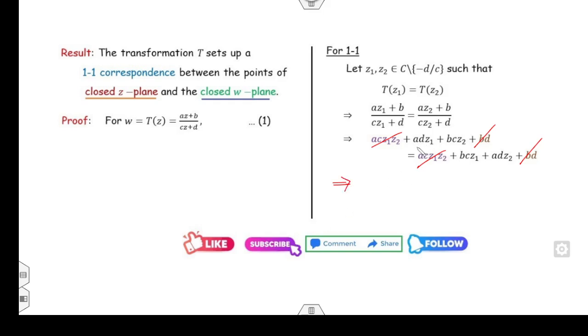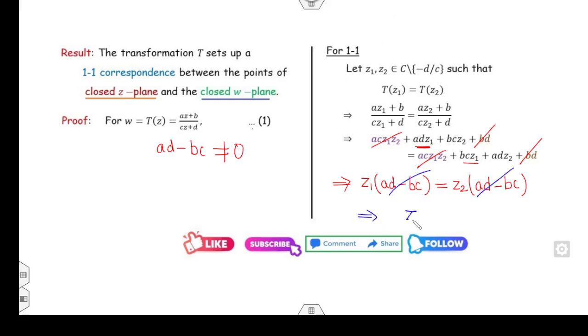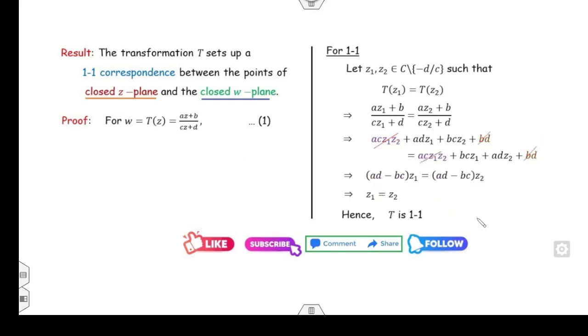Fine. So now you can see I can take z1 as common, then it is ad minus bc. On the right hand side I can take z2 here, ad minus bc. Now because this is a Mobius transformation, ad minus bc is non-zero, therefore you can see these two numbers are cancelled, hence z1 is equal to z2. Therefore the transformation is one-one.